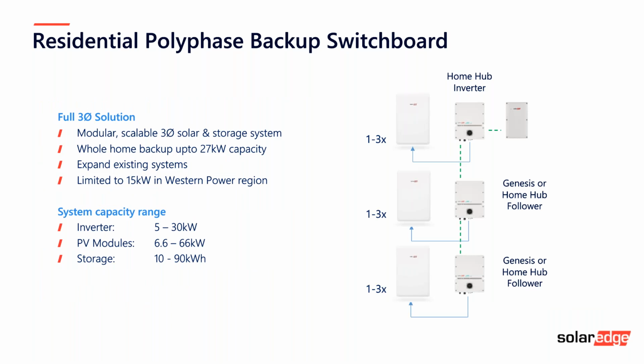So I'll just flick through these ones. So basically, as you can see there, single home hub inverter, and then a couple of followers, either Genesis or home hub. You can then have inverter capacity between 5 and 30 kilowatts. PV system can be from 6.6 to 66 kilowatt peak, and storage capacity anywhere between 10 and 90 kilowatt hours, which is fantastic.